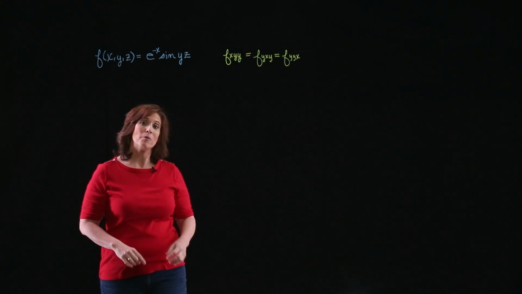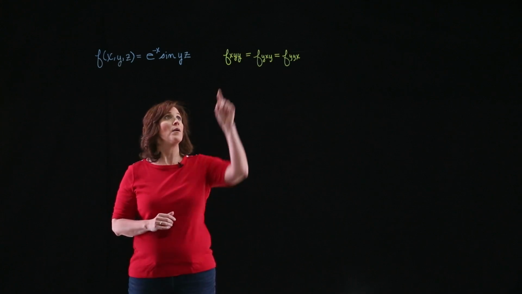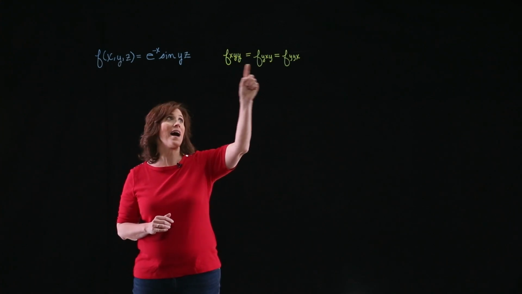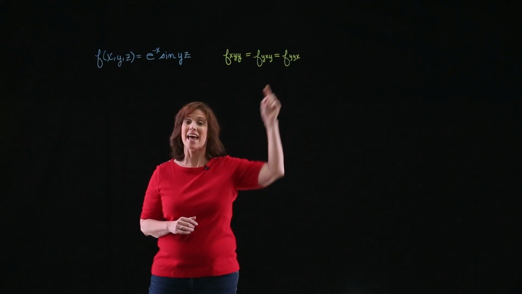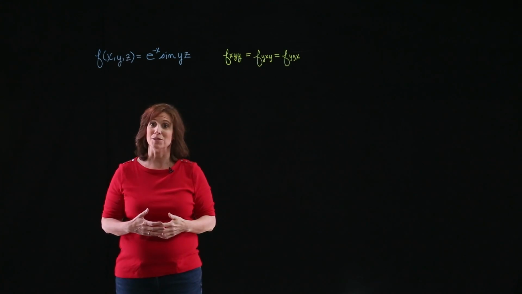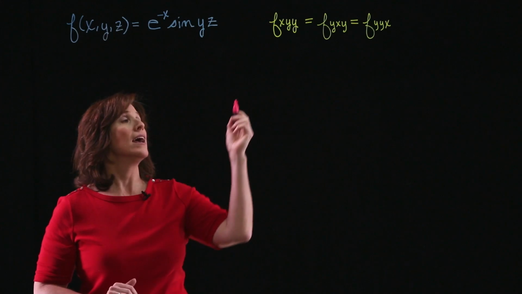Hi everyone, I'm Cheryl. In this problem, we're going to be looking at several higher order partial derivatives. We'll be looking at fxyy, fyxy, and fyyx. And we're going to see that they're all equivalent to each other. Okay, so let's go ahead and get started.